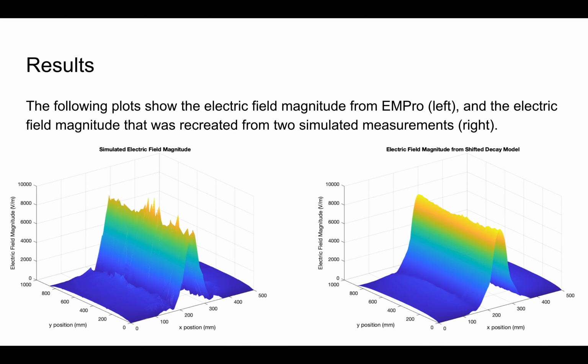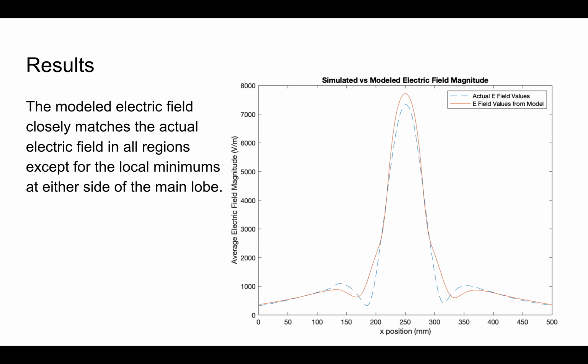The electric field was reconstructed using measurements from the EMPRO data. As you can see here, the reconstructed field on the right matches the actual field on the left almost exactly. The only major differences between the actual field and the reconstructed field occur at the relative minimums of the electric field, to the left and the right of the main lobe. This error could be caused by coarse gridding in the simulation or by near-field effects that need to be accounted for.